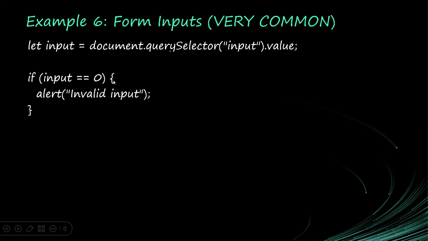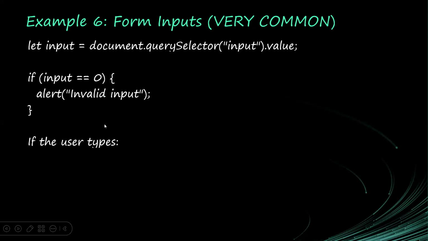Now look at it. If the user has not entered anything in the input, that means the input will be an empty string. An empty string is equal to 0 with the non-strict equality operator. An empty string is falsy, 0 is falsy, so it will give you true, and this code will run.